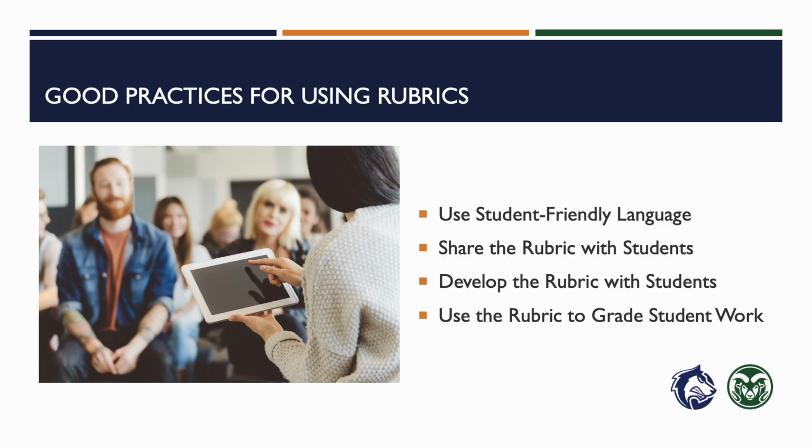Good practices for using rubrics. Four main points. The first is to use student-friendly language. We often use language that fits our discipline and our way of approaching the work, but it may not be appropriate to the level of your course or your students. If you are using academic or disciplinary language, make sure you spend time teaching and practicing those concepts with students so they understand what you mean.